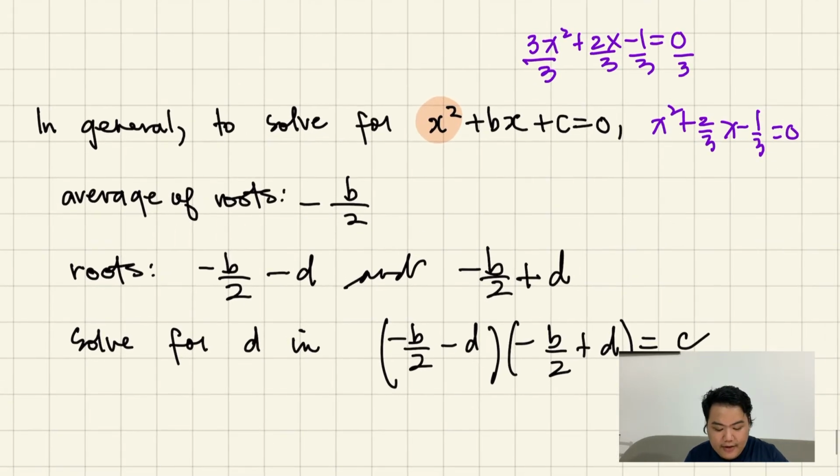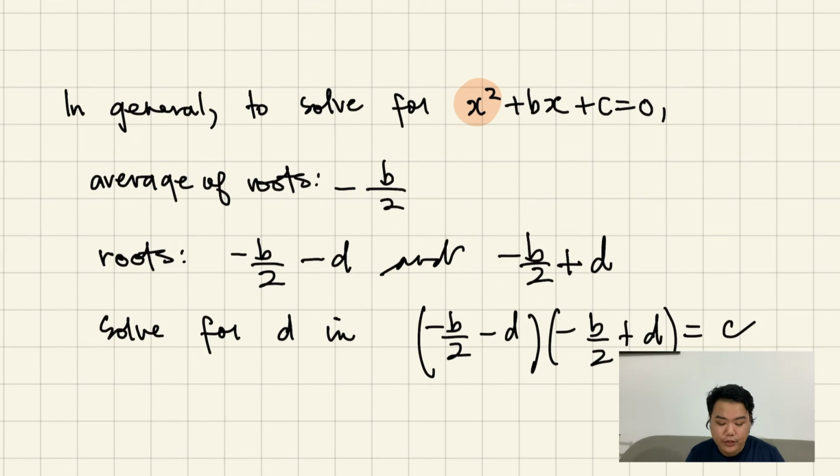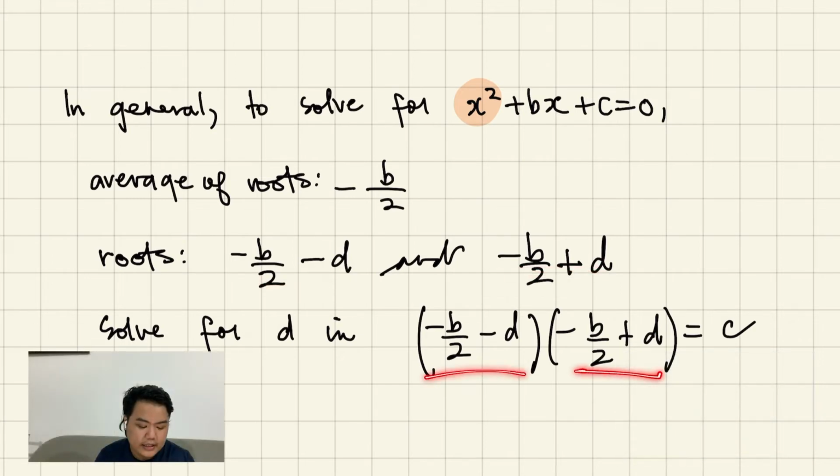Okay? And then after that, you compute for the average of the roots. Yung average is a coefficient of x divided by negative 2 or negative b/2. Tapos pag nakuha mo na yung average ng roots, yung actual roots mo, yung hinahanap mo are negative b/2 minus d and negative b/2 plus d. So average minus d, average plus d. Yung d na lang isosolve natin. To solve for d, multiply this 2, which is this, equal to the constant term.